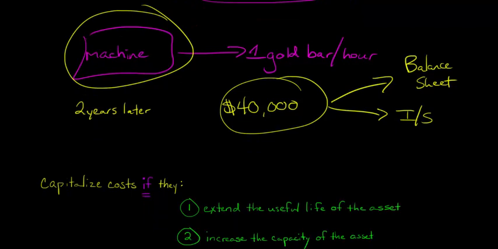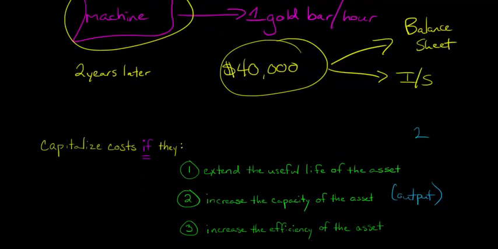Also, if you increased the capacity of the asset, so you don't necessarily have to extend the useful life, if you increase the capacity of the asset, and by capacity we're talking about the output, right? So right now the output is 1 gold bar per hour. You put some scrap metal in the machine and you get 1 gold bar per hour. But what if you went to 2 gold bars per hour because of this $40,000 you spent? In that case, you would capitalize the $40,000.